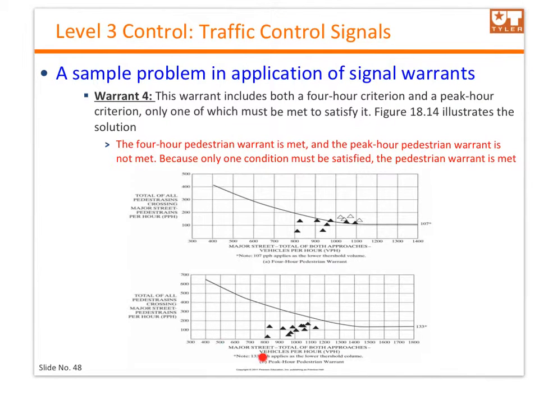Because only one condition must be satisfied, then the pedestrian warrant is met. So pedestrian warrant, as we remember, we have 2 graphs, one for 4 hours. If we have 4 hours above the line, this is going to be met, or if we can use this portion here, we need to have at least 1 point above. So if we satisfy one of them, which we did here, then warrant 4 is also met. So now we have warrant 1 is met, 2 and 3 are not met, and warrant 4 is met.